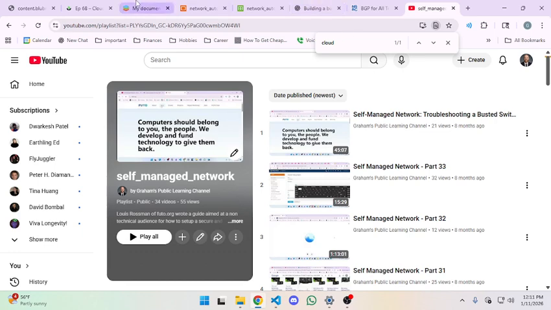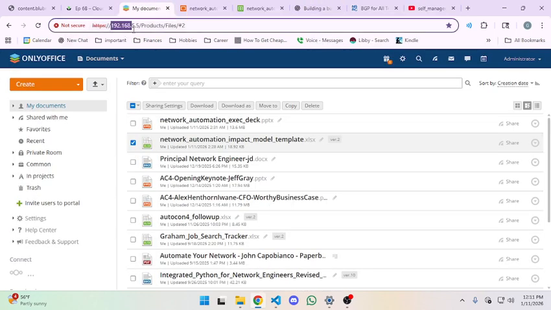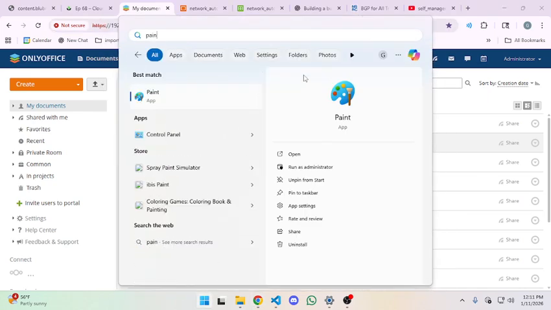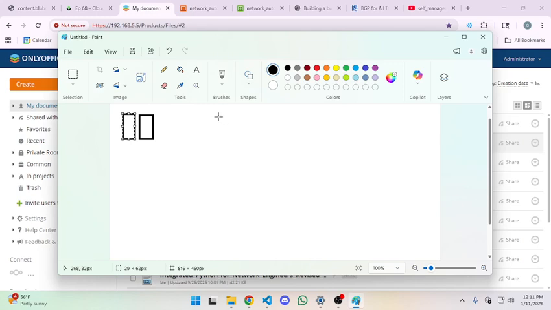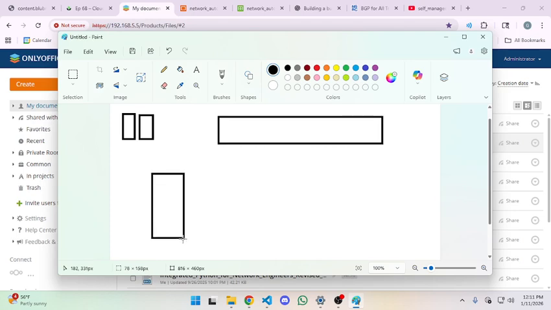So that's why I've got this up on 192.168.5.5, because this is on my local network. I've got, let's see here, one, two, three, four, five, six, seven, eight devices on my local area network. Let me get out Paint here. So I've got eight devices. I've got two small ones here, then a big blade server here, then two big ones here.